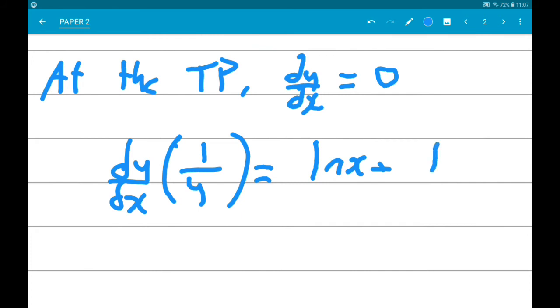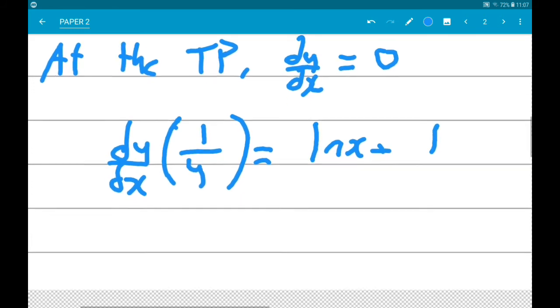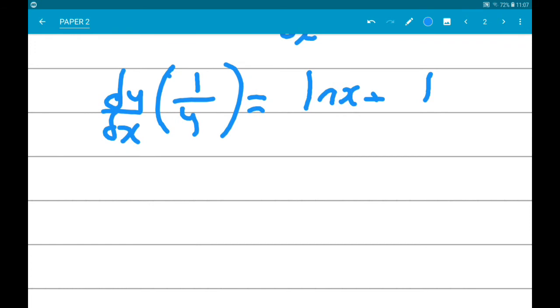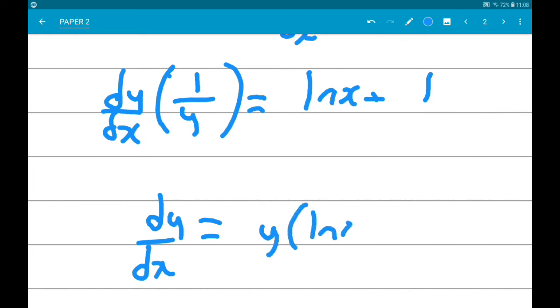Alright, so now multiply through by y. So dy by dx is y times log x add 1. Alright, so now we're going to set the right hand side equal to 0.